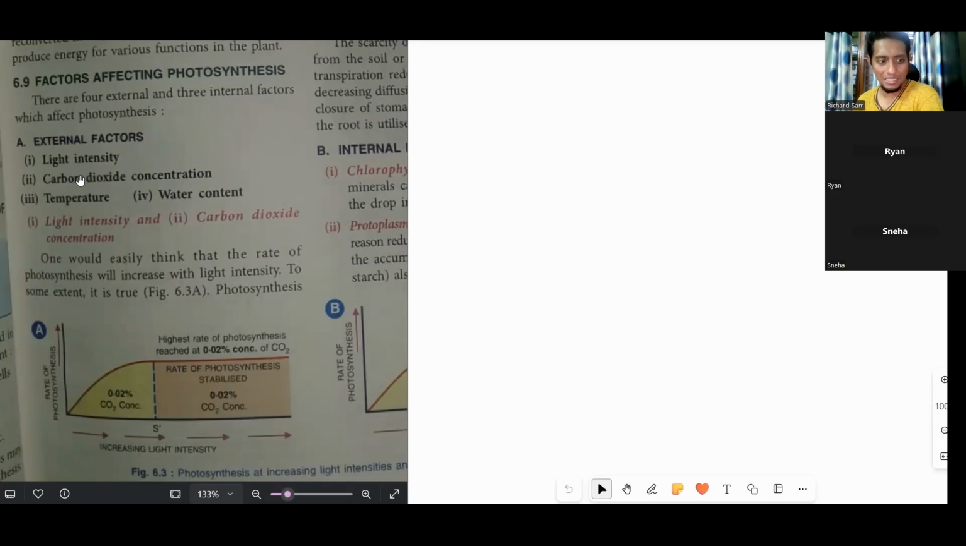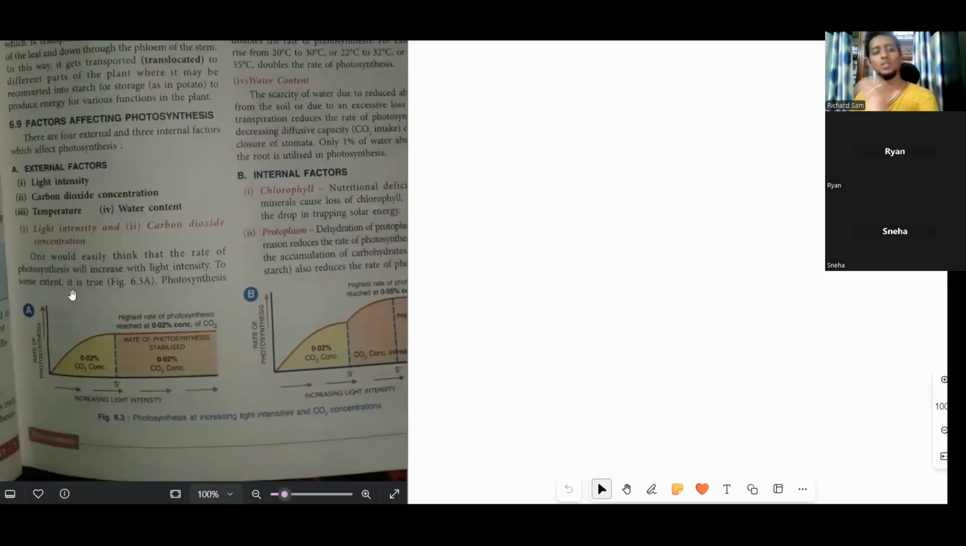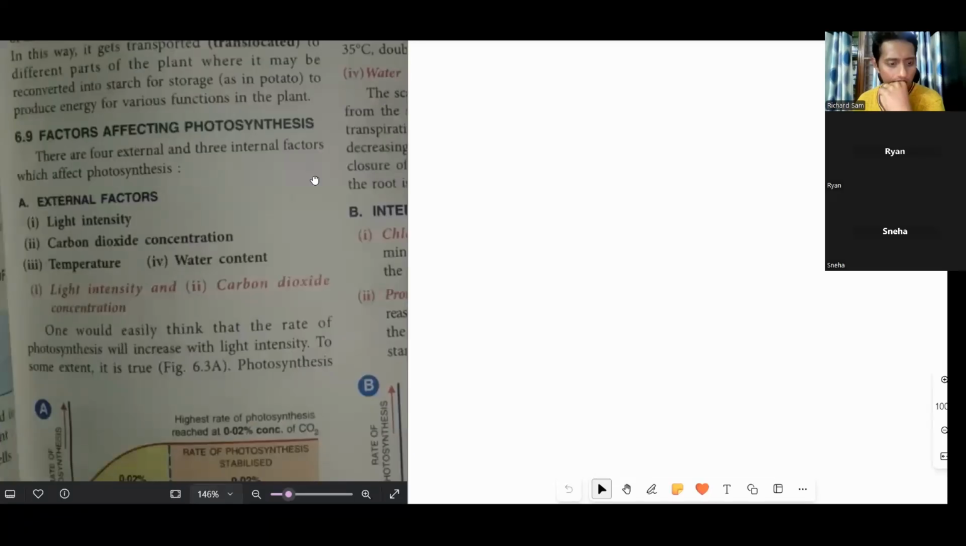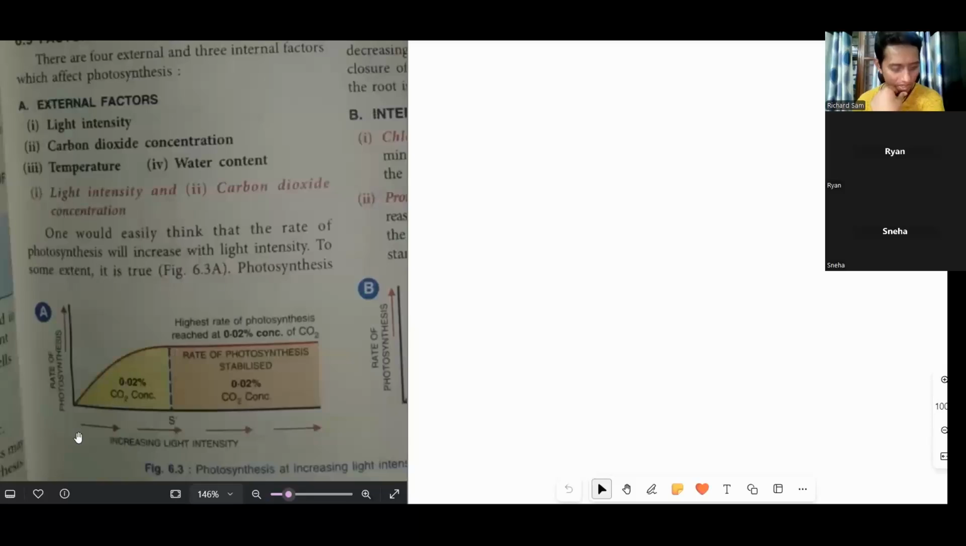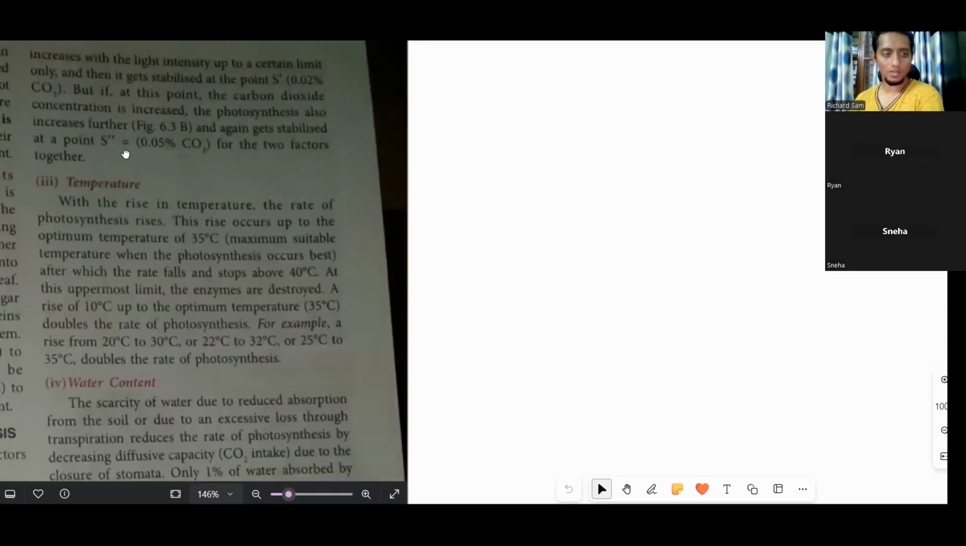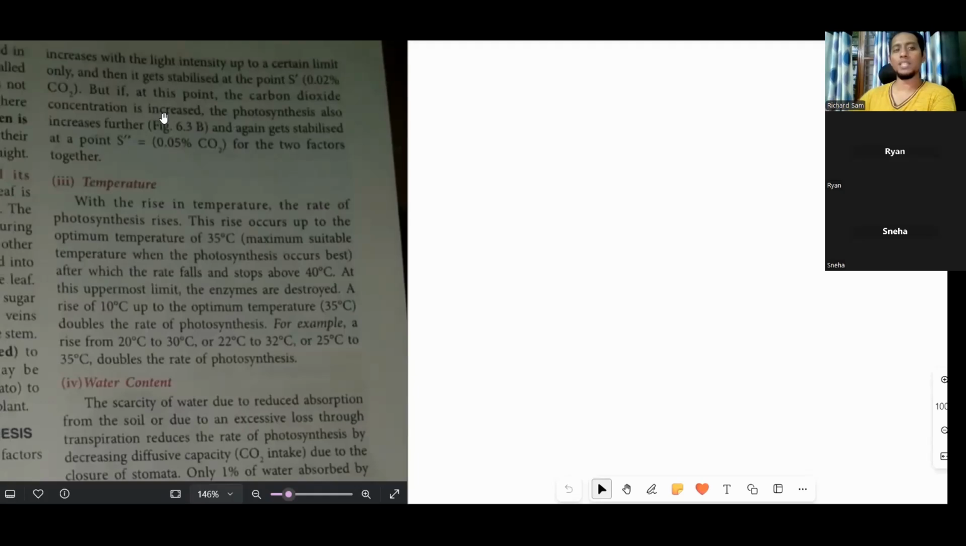But it's not completely true. It's only true to a certain extent. Photosynthesis increases with light intensity up to only a certain limit, and then it stabilizes at the point S1 in this graph. Only till that certain light intensity will the rate of photosynthesis increase. After that, even if you increase the light, photosynthesis will not increase. It comes to a max point. But then at that point, if you increase carbon dioxide concentration, then again photosynthesis will increase till another point, and then it will stabilize over there.